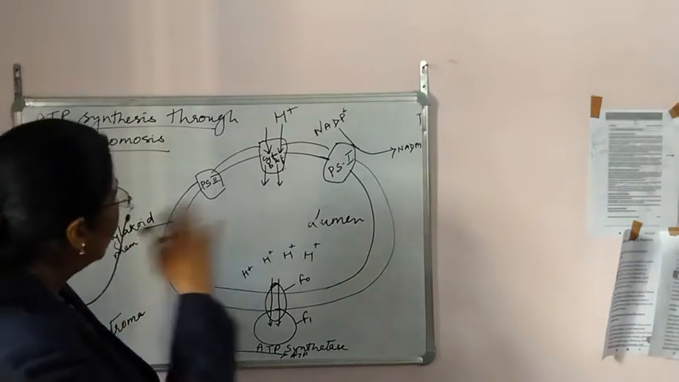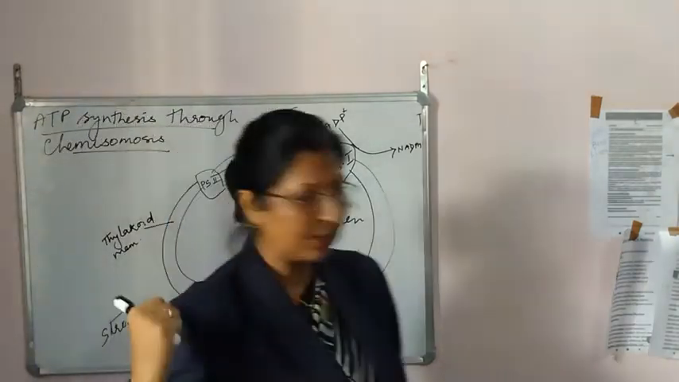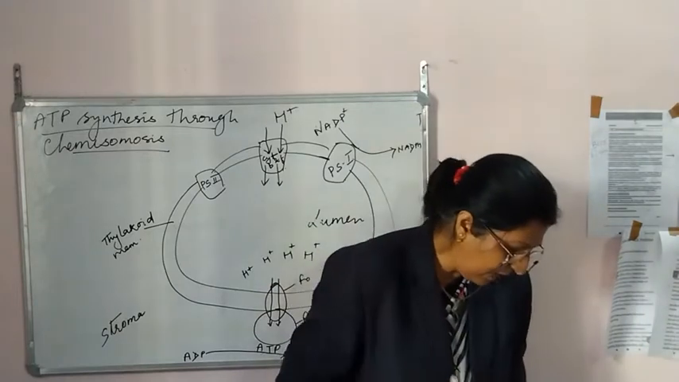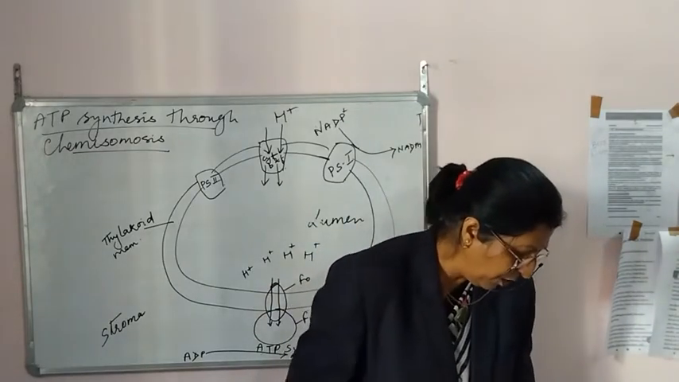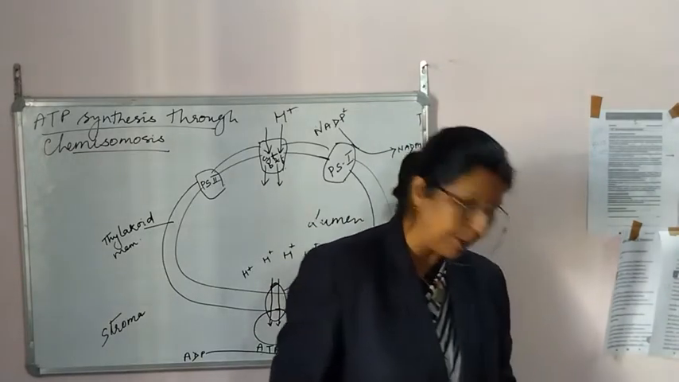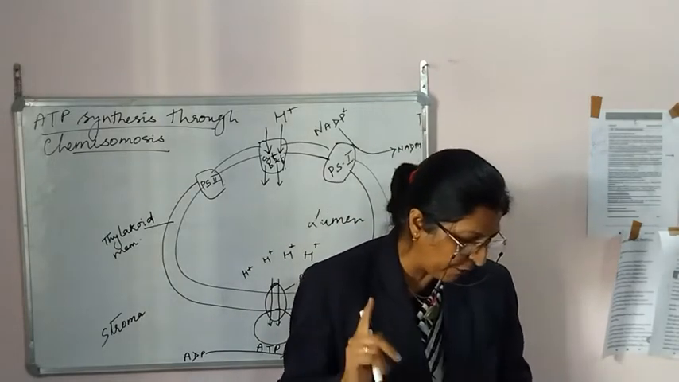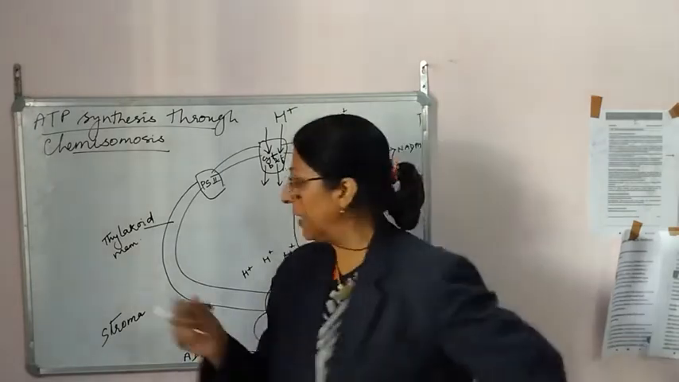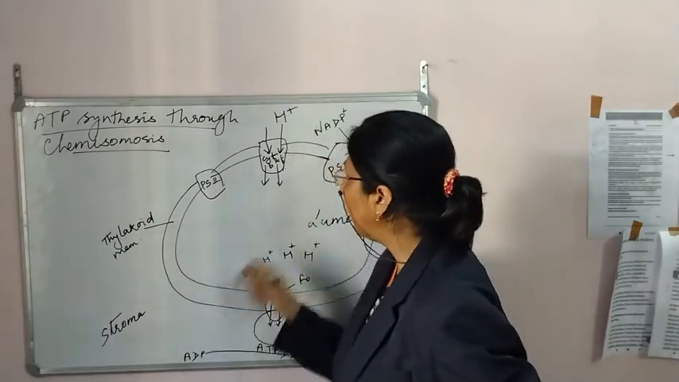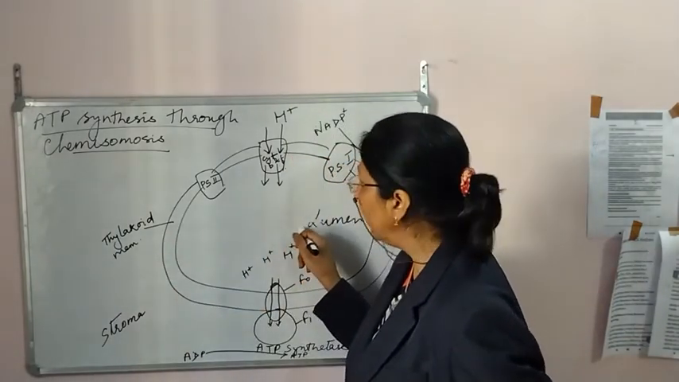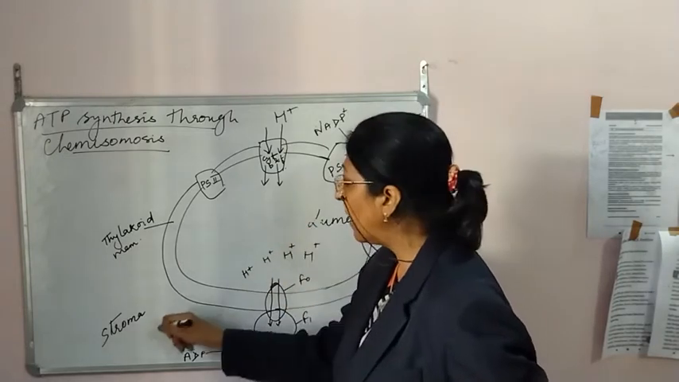So actually this is the whole story about chemiosmosis. I'll try and read it out for you. It says that like in respiration, in photosynthesis too, ATP synthesis is linked to development of a proton gradient across a membrane. So across this membrane, the proton gradient is such that inside the lumen it is more and outside it is less.